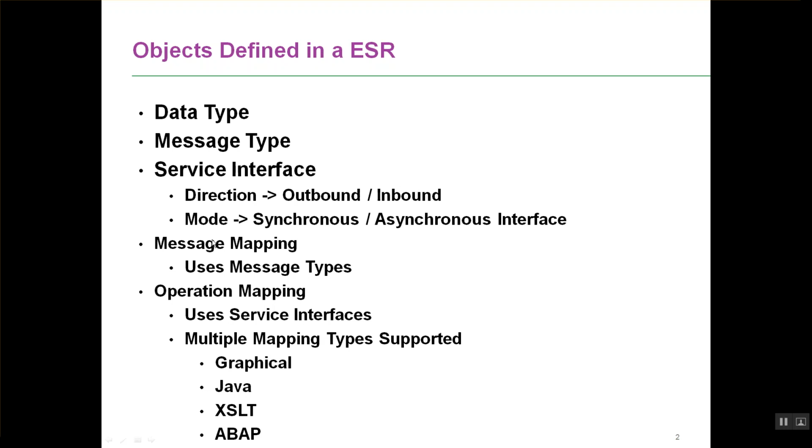Do not worry, there's another slide that describes this. Operation mapping is an encapsulation of the message mapping. And you use service interfaces in operation mapping. There are multiple mapping types that PI supports. Graphical mapping, where you would use a drag and drop technique to do the mapping. You can write your mapping in Java, so if you're a Java expert, you can write a mapping in Java. If you're an XSLT or XML transformation expert, you can write XSLT mapping. If you're an ABAPer, you can also write ABAP mappings. The underlying fact being that multiple mapping types are supported, and in this first exercise that we are going to do, we are going to do a graphical mapping, or a message mapping.